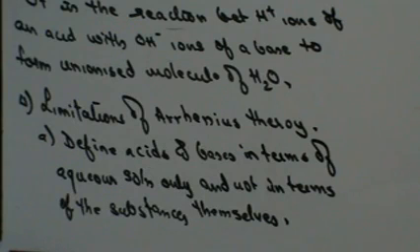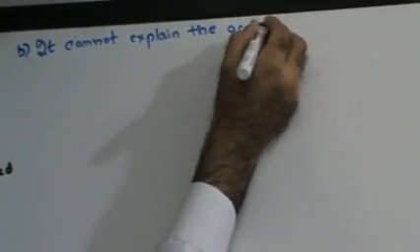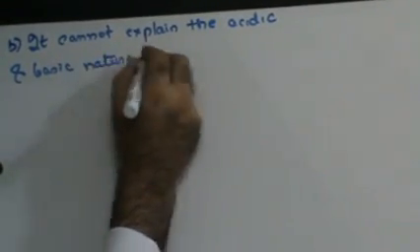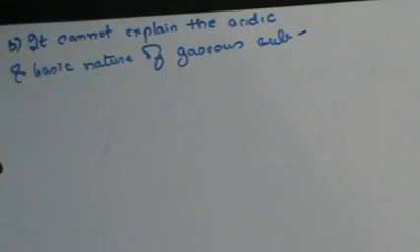Next, it cannot explain the acidic and basic nature of gaseous substances, because gaseous substances do not dissolve in water. Therefore, the second limitation of this theory was it cannot explain the acidic and basic nature of gaseous substances. That's the second drawback of Arrhenius theory.